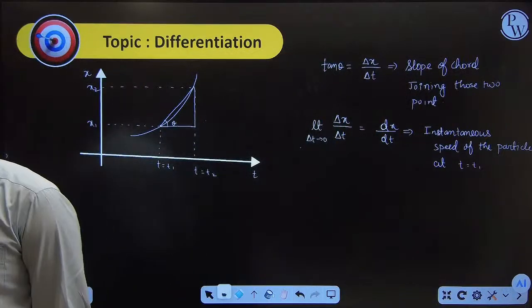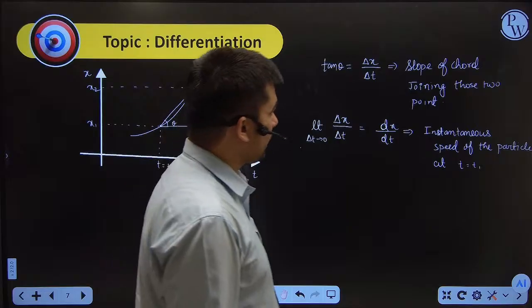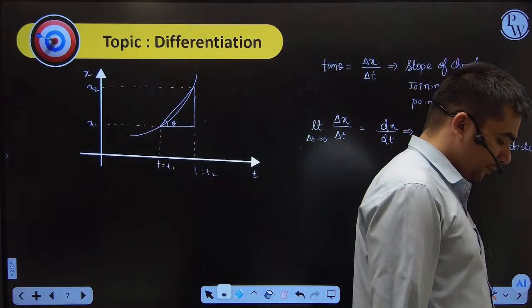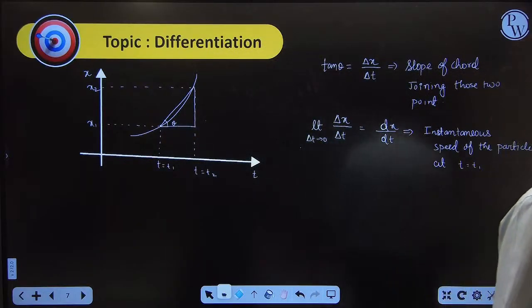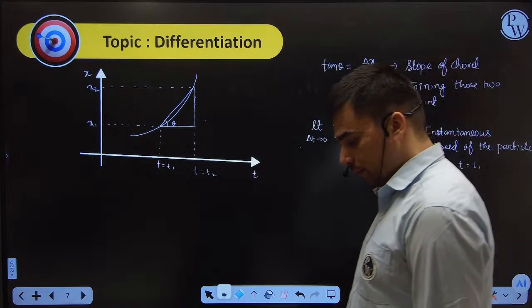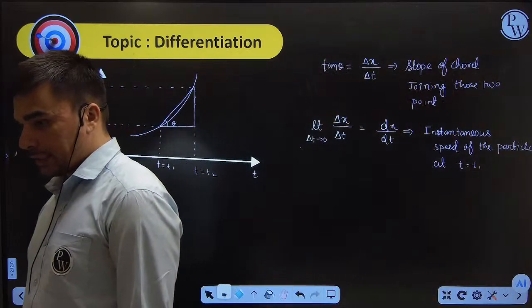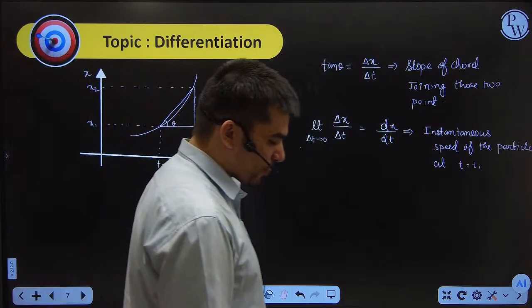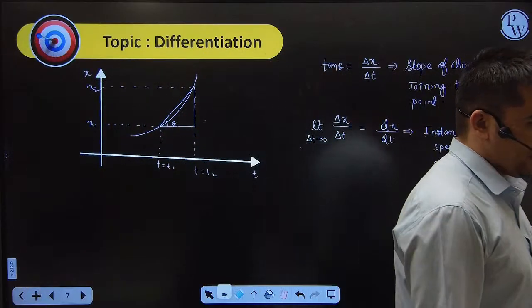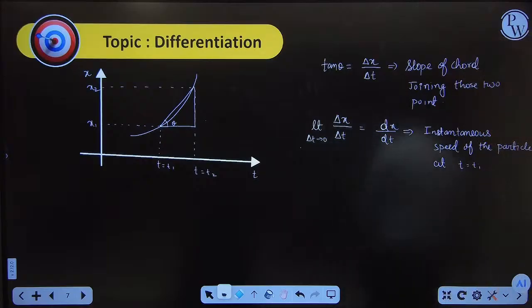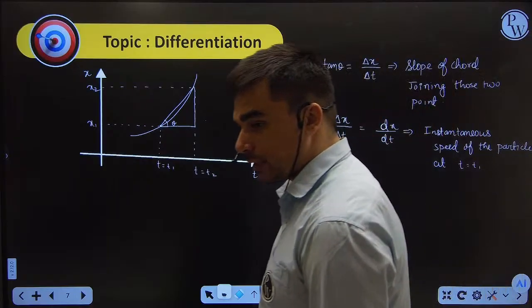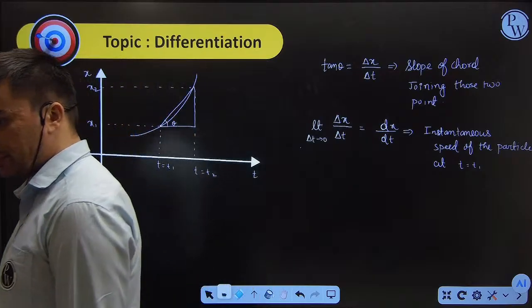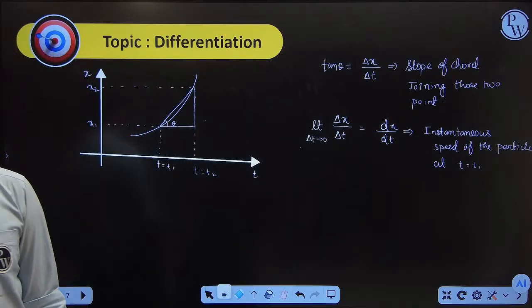Instantaneous speed is nothing but the average speed of the body in a very small duration of time at an instant. So small that we cannot sense the difference between the initial and final instant.